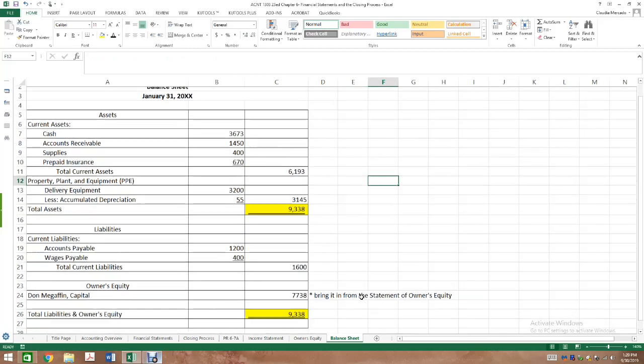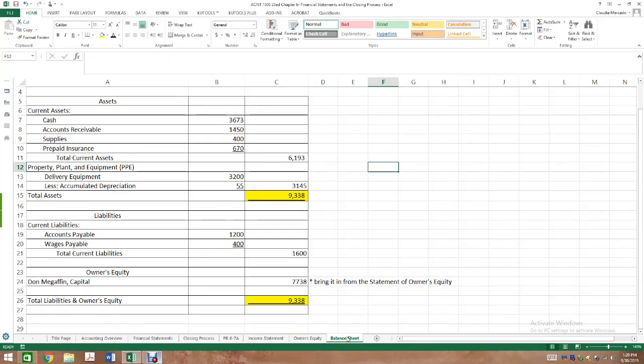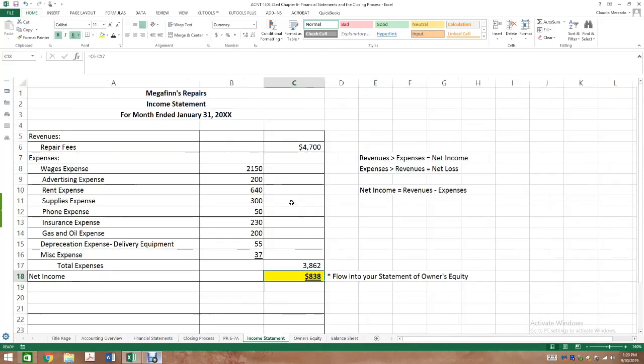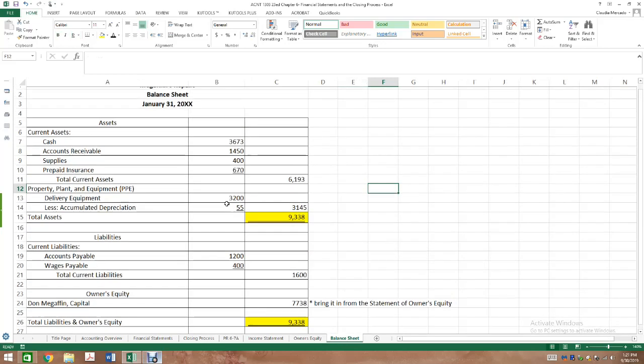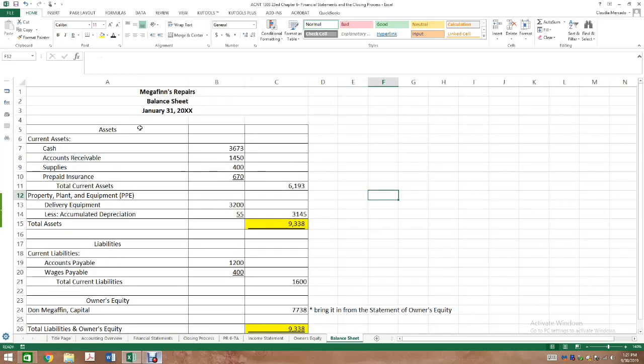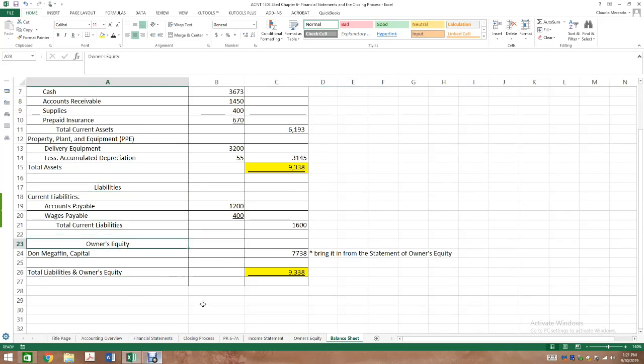And then after you are done with this, you are done with your 3 financial statements. Like I said before, your income statement, revenues, and expenses. Your owner's equity, it's your capital plus your net income minus your net loss if you have any, less any withdrawals. You're going to be calculating your either increase or decrease in capital to calculate your ending capital for the period, which then is going to flow into your balance sheet, which basically identifies or reports your assets, your liabilities, and your owner's equity. And then your accounting equation must balance. Your assets must equal your liabilities and owner's equity.